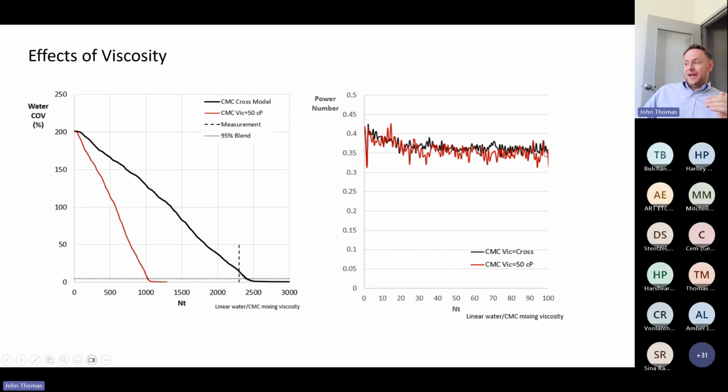Our power number looks the same because the power number of the impeller, as it was spinning in that cross fluid, saw a fluid with a viscosity of about 50 centipoise. So when we use a single fluid with that viscosity, we get the same power number, but the blend time's wrong, because we're not capturing the low viscosity that is realized up near the interface.